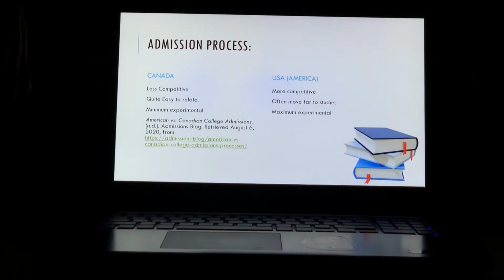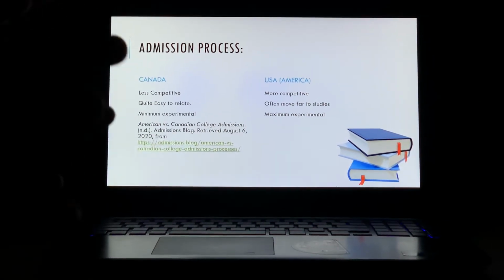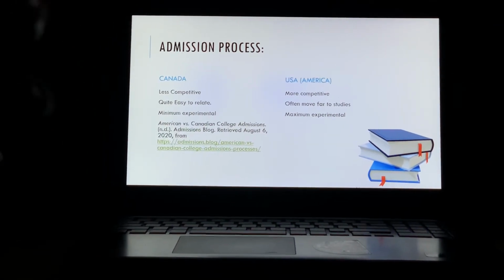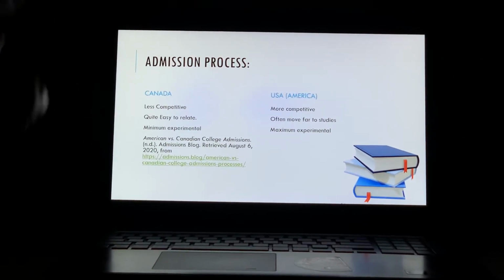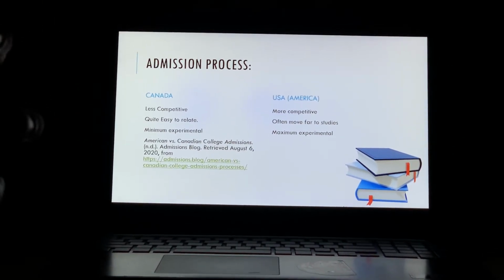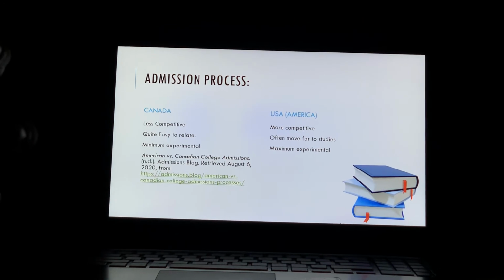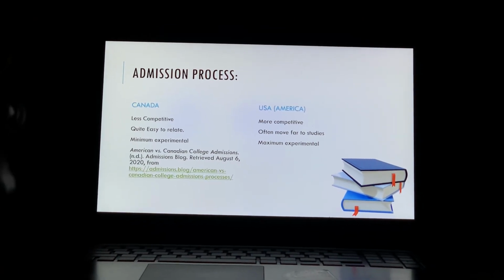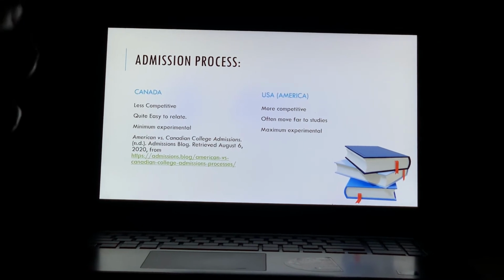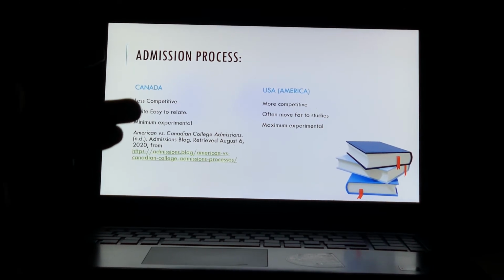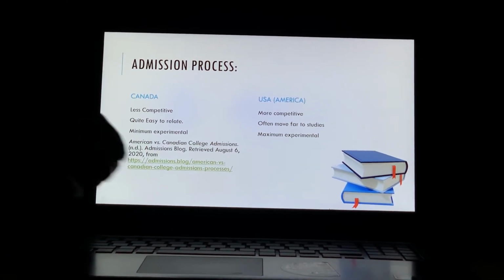And the last, minimum experiment. This country minimizes the experiments in its education system, whereas America is always in front to experiment with its education system, in terms of everything. So they're a little bit further ahead than Canada, but this is nothing bad. Canada is also good in its place.